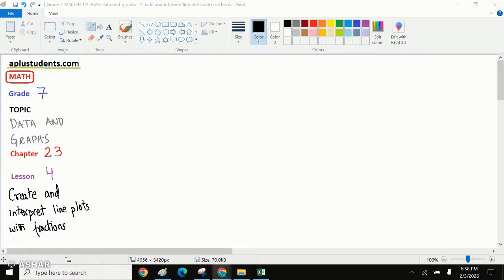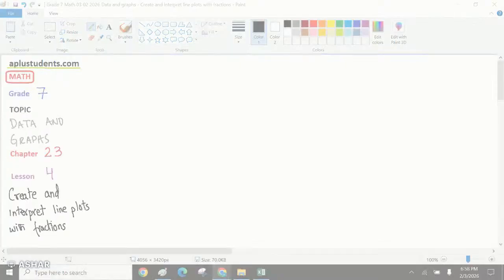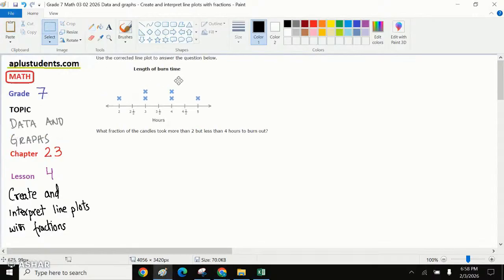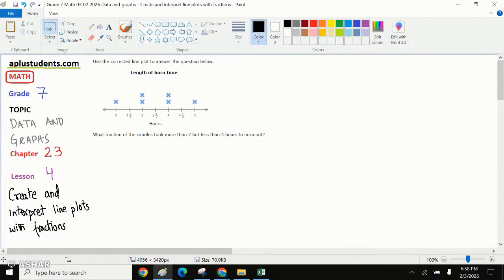Okay. So the first question given to us is, we did line plots earlier. So we would be using line plots to solve the questions. Okay. So the question number 1 that is given to us, it says, use the corrected line plot to answer the following.